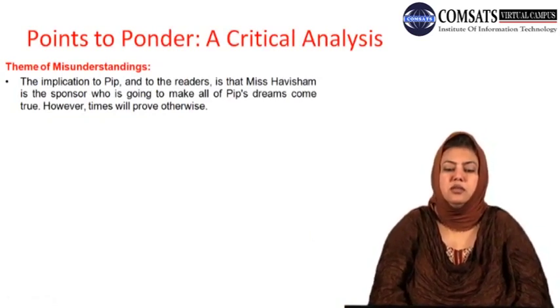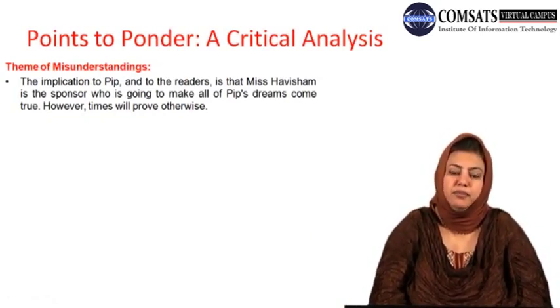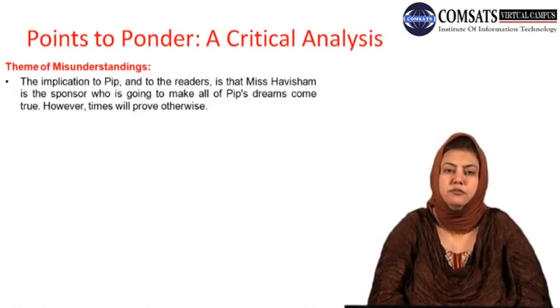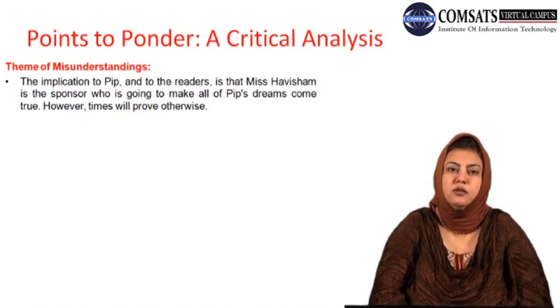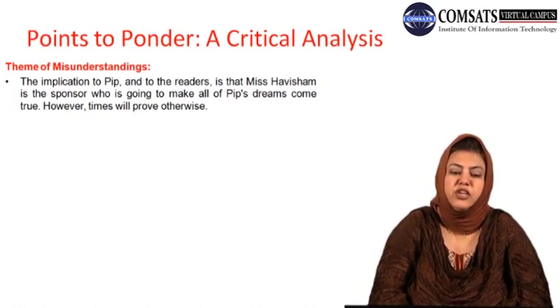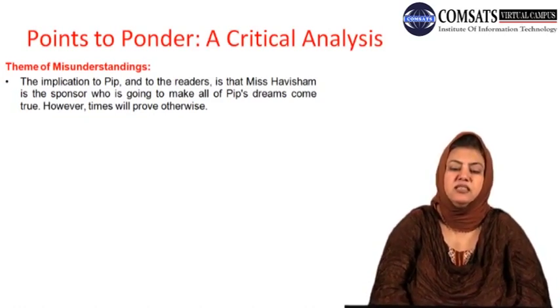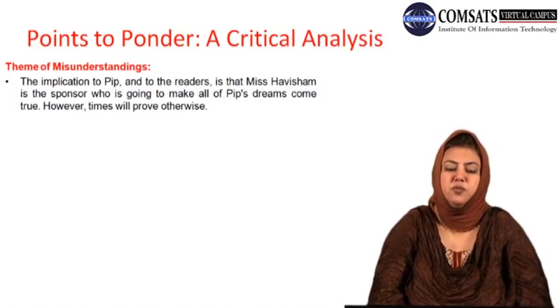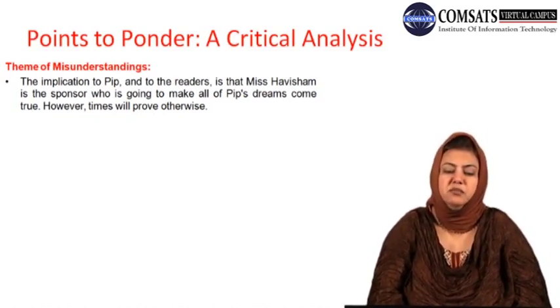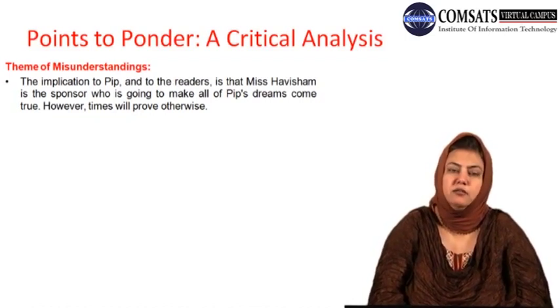This leads us to the critical analysis of what happens in this chapter. I would refer to a very, very important theme here that starts from this chapter, and that would then be carried forward through the rest of the novel. All the story, the interaction of the characters after this would have a strong projection of this theme, that is the theme of misunderstandings. The implication to Pip and to the readers is that Miss Havisham is the sponsor who is going to make all of Pip's dreams come true. However, times will prove otherwise.